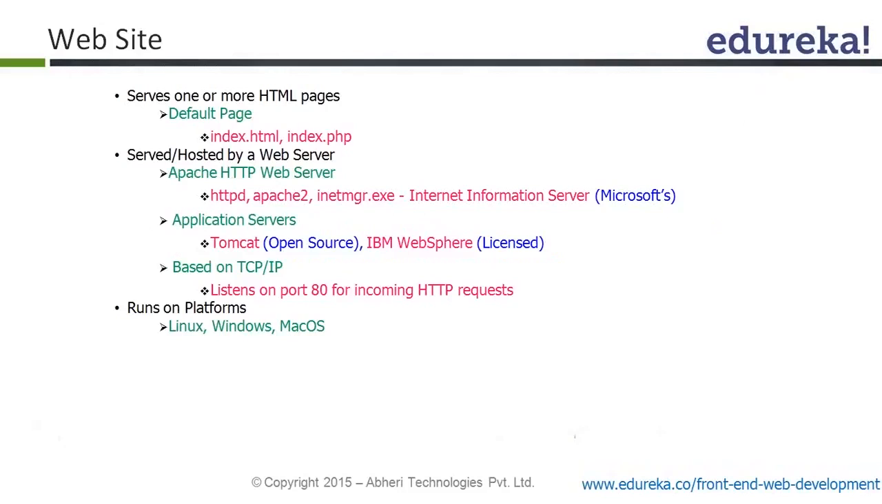Okay, and next, note that all these web pages are sent to the end users over TCP/IP. TCP, as I said, is Transmission Control Protocol, which is a layer 4 protocol, and IP is Internet Protocol, which is a layer 3 protocol. On top of TCP/IP, our HTTP runs. So using the HTTP protocol, our web pages are sent.